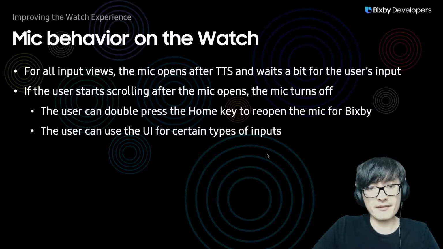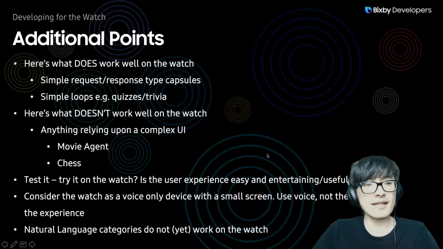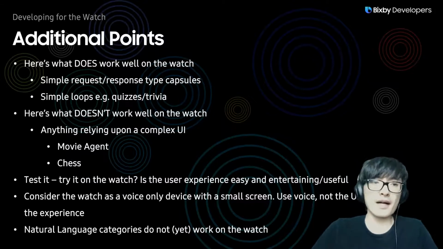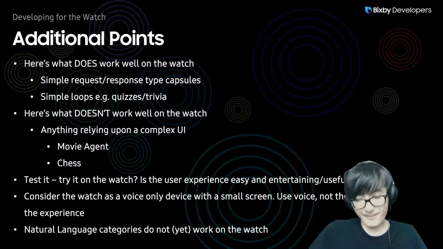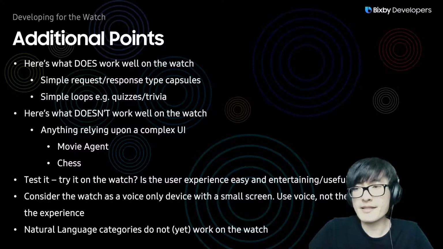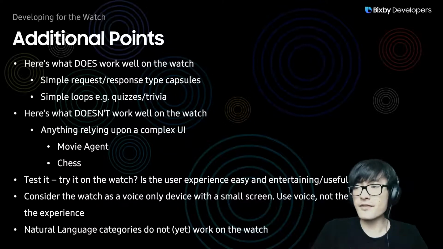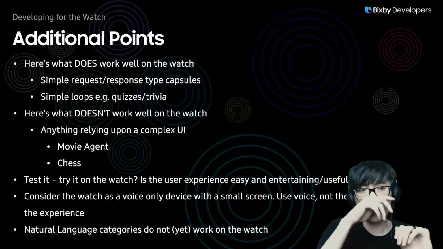Okay, so some additional points that we'd like to cover is that some examples of things that do work well on the watch. These would include simple request response, like what's the weather? Copycat works pretty well on it. Quizzes and trivia, for example, a chain of input views that in the end give you the end result. Those tend to be pretty decent experiences on the watch.